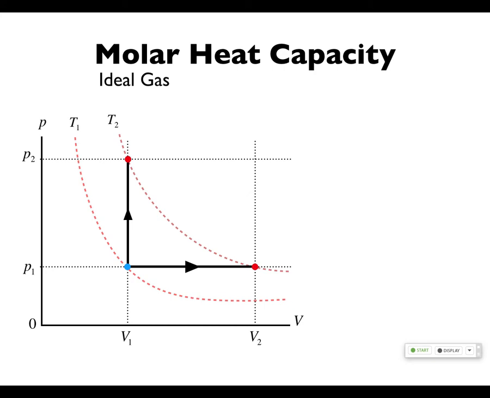Horizontal, right? Anything along this line has pressure P1. The volume's changing, the temperature's changing, but the pressure's not changing. Any vertical lines are constant volume lines, because anything along this line has volume V1, and anything along this line has volume V2. So you can have constant pressure and constant volume.